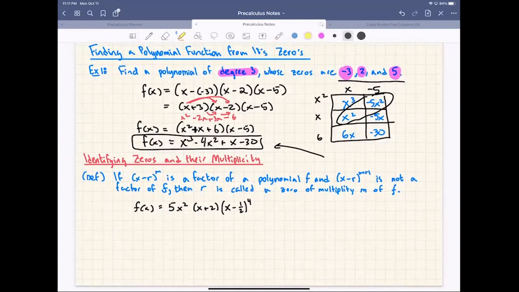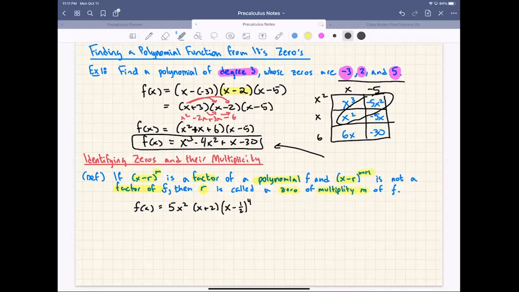If x minus r to the m is a factor of a polynomial, so like right here, x minus r is a factor of the polynomial, and the power is 1. But let's say x minus r to the power of m plus 1 is not a factor. For example, you have x minus 2, but x minus 2 squared is not a factor. Then r is called a zero of multiplicity m. It's going to be very straightforward here.